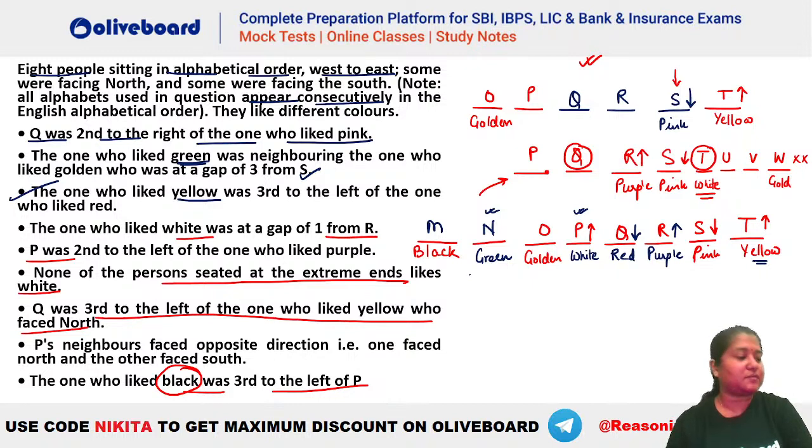Now P was second to the left of purple, that means you can see this person will be facing the north, and now we have this one, that is P's neighbors faced opposite direction, तो P के जो neighbors हैं वो opposite देख रहे हैं, you can see Q is facing the south, so O should be facing the north, so this will be the arrangement that you will be getting, I hope this is clear, here you cannot determine the directions of M and N, तो M और N का direction आप नहीं determine कर पाओगे.